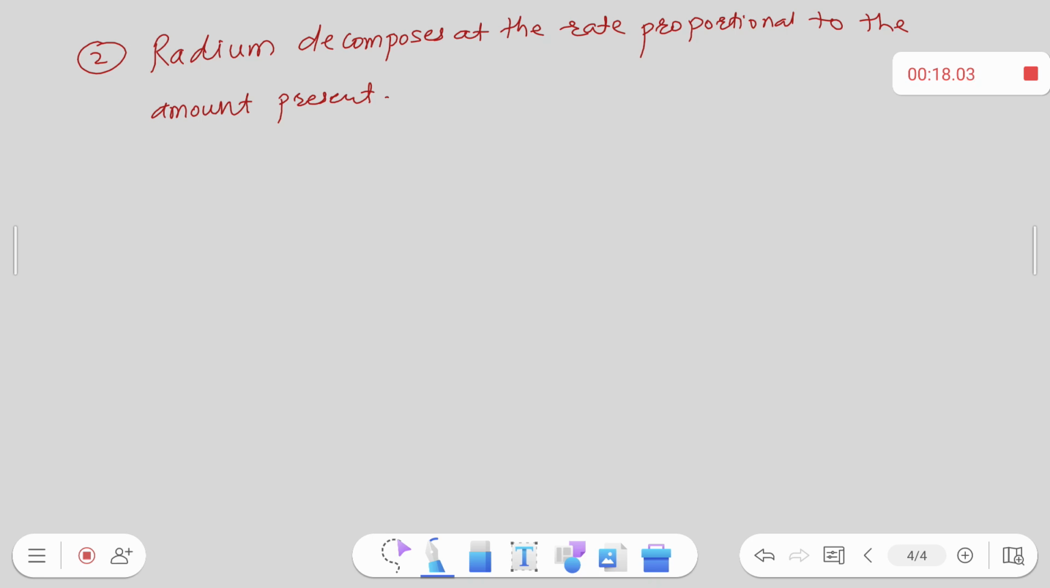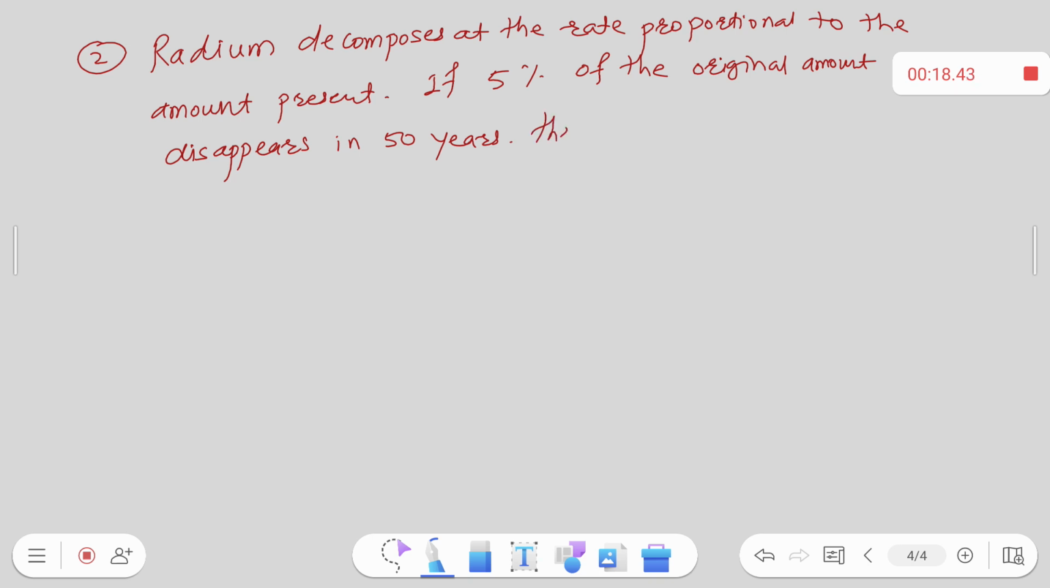If 5% of the original amount disappears in 50 years, then how much amount remains after 100 years? Then how much amount remains after 100 years?